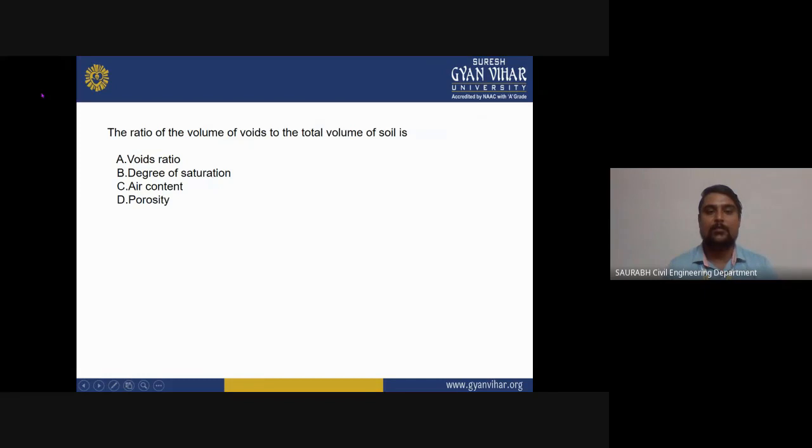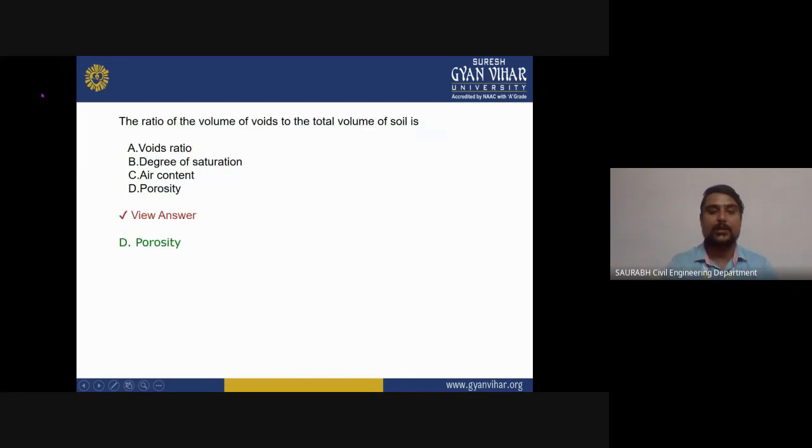The ratio of the volume of voids to the total volume of soil is known as: volume of voids, degree of saturation, air content, or porosity. Porosity will be your right answer.